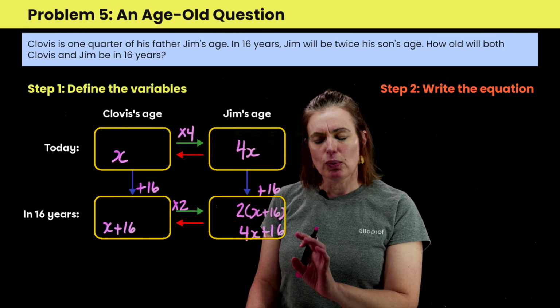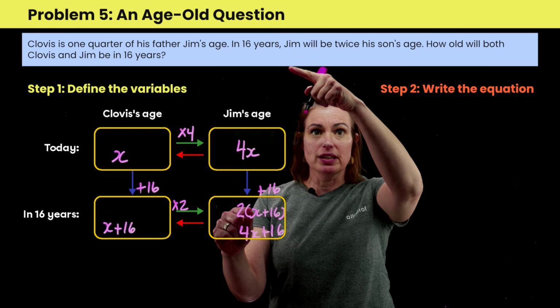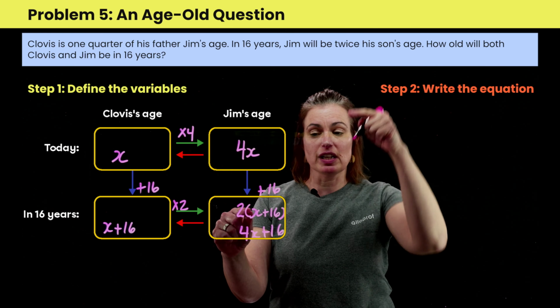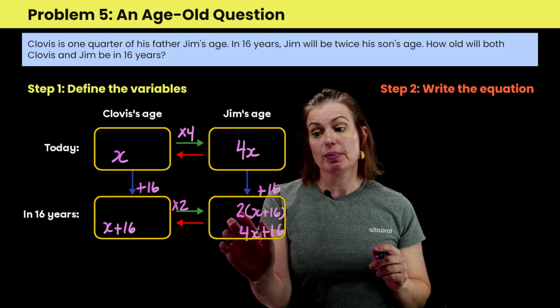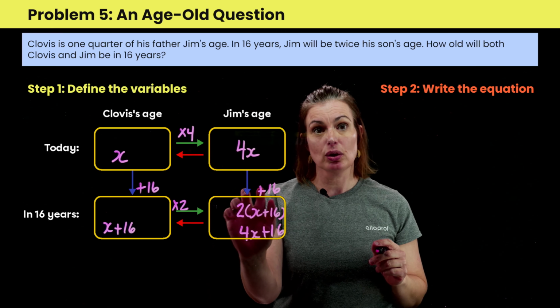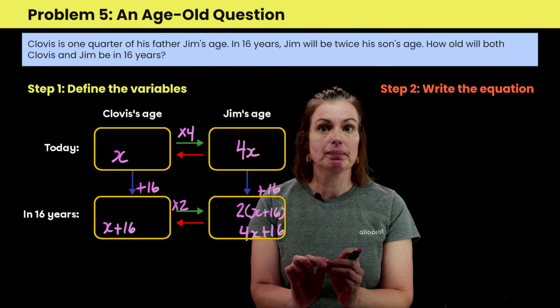But actually, it's pretty useful for helping us to write the equation, because if I take a look at these 2 statements, what they're saying, in the first hand, it's talking about in 16 years, Jim will be twice his son's age. So I have Jim's age in 16 years represented by the statement 2 times Clovis's age, or 2 times in brackets x plus 16.